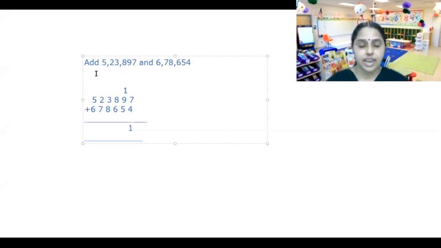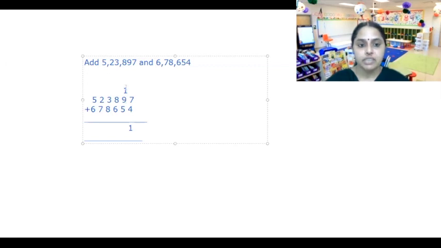We have to add 5,23,897 and 6,78,654. So first we write the numbers, okay, one under the another, and let us start adding from the ones place. So 7 plus 4 is 11. So we will write 1 in the ones place and the tens place would be taken as carry forward.